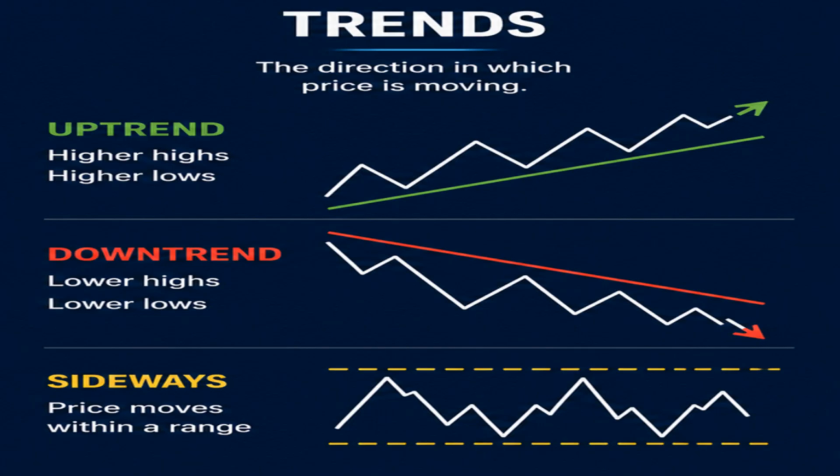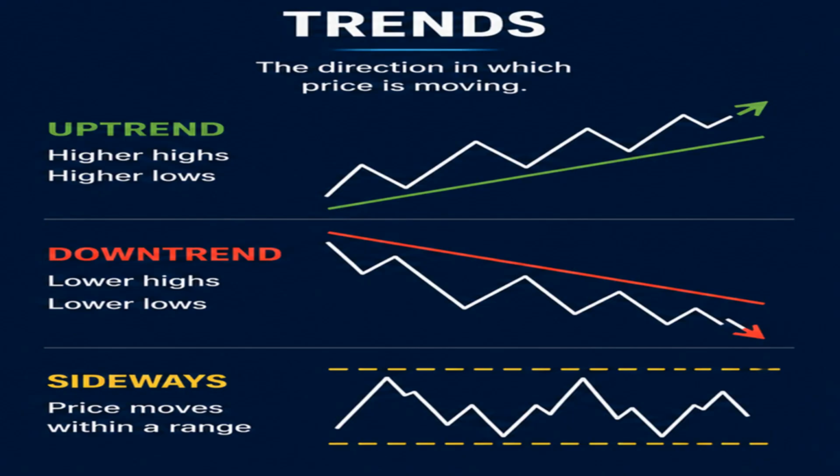There are only three possibilities. The stock is moving upwards, it's moving downwards, or it's moving sideways. In an uptrend, buyers are gradually pushing prices higher. Each rally reaches a higher high. Each pullback finishes at a higher low. This tells us buyers remain in control. A downtrend is the opposite. Each rally becomes weaker. Each new low falls below the previous one. Sellers are controlling the market.